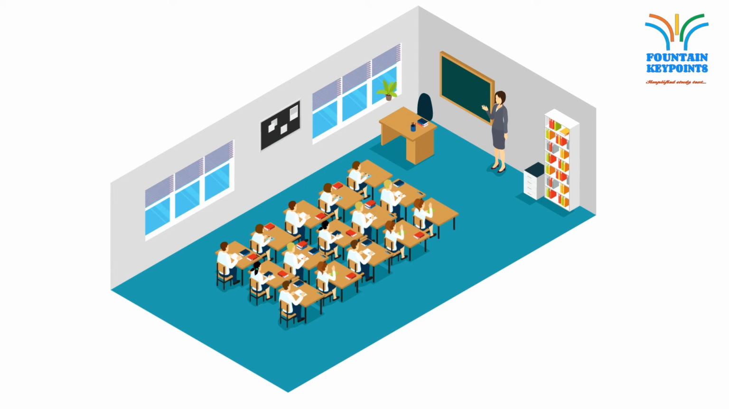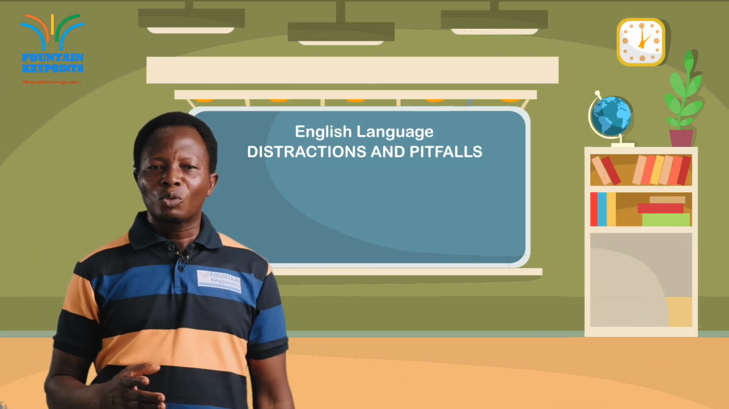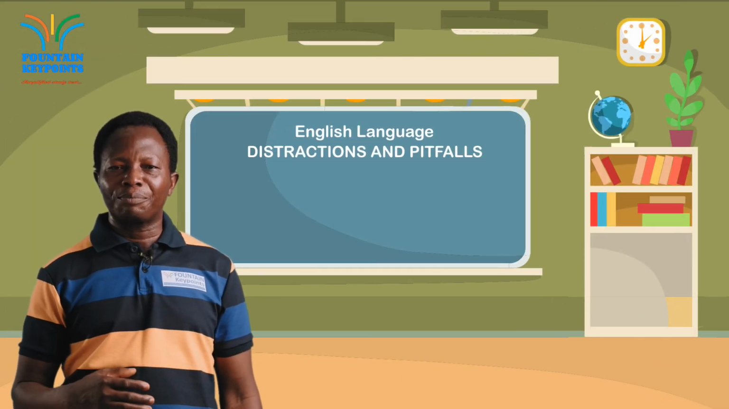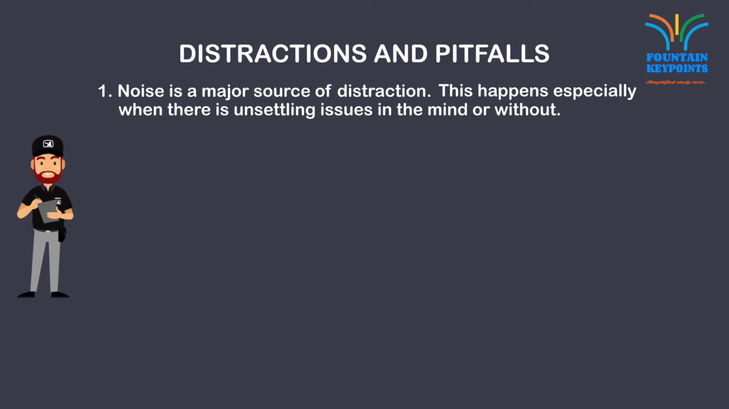You are in the exams hall. A script is before you, and then your mind takes a journey. You take a mental journey to your mother's kitchen or to your village, and then you're no longer there. That is a terrible distraction. You cannot follow what you're doing. So that is inner noise, noise from within. Now, this happens especially when there are unsettling issues in the mind, or noise from without, outside the mind.